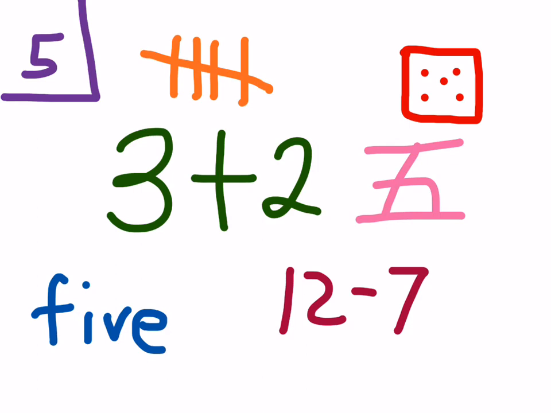Okay, thank you, Miyu. I think that's enough examples. Just remember you need at least 7 and try to use a bunch of different types of showing 5.